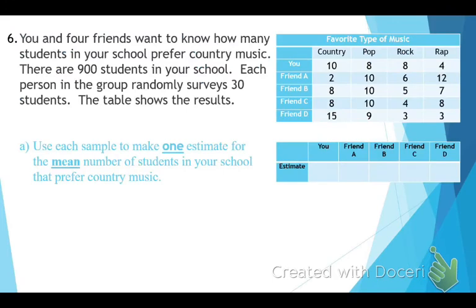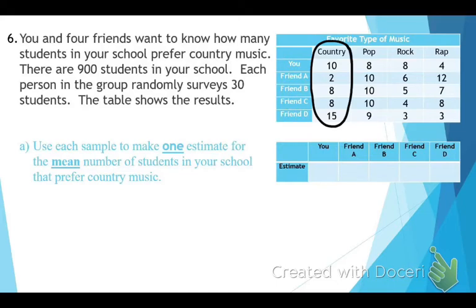Let's move on to number 6. You and 4 friends want to know how many students in your school prefer country music. Okay, so we did one like this earlier in the week. Do you guys remember what music we were looking at then? Pop. We were looking at pop music, okay? So now we're focusing on those who like country music instead. There are 900 students in your school, and each person in the group randomly surveys 30 students. The table shows the results. Because we are focusing right now just on those who like country music, I want everybody to circle just the country music section of this graph.